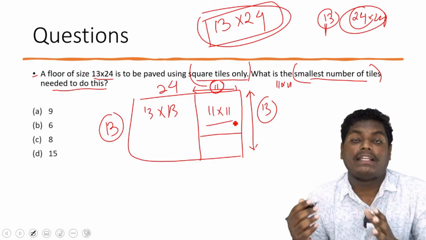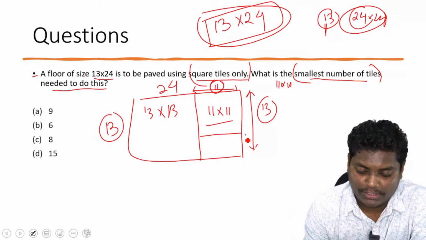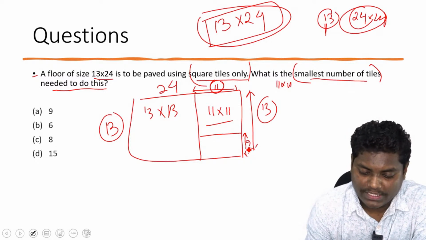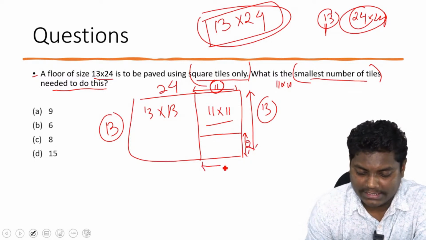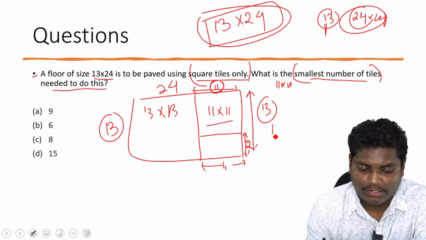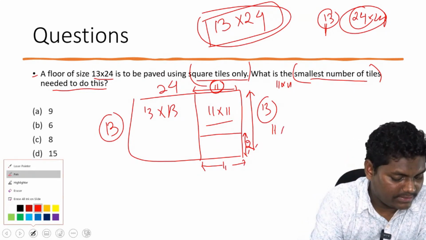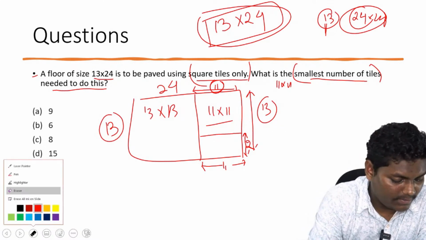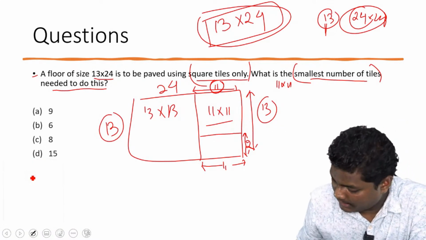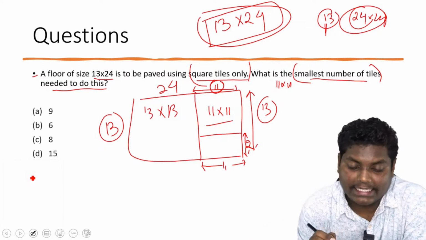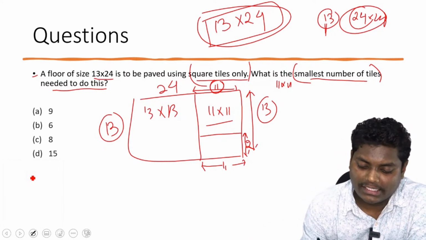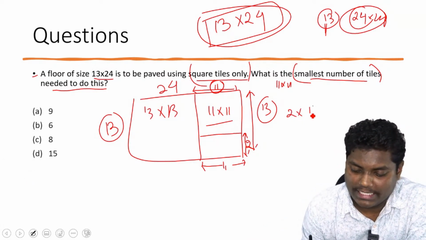So what will be left after that? Basically we are left with 2 and 11. This is the dimension. We are left with 2 cross 11. Great Sushmita, Sushmita is saying 9. So basically we'll be left with 2 cross 11 dimension.